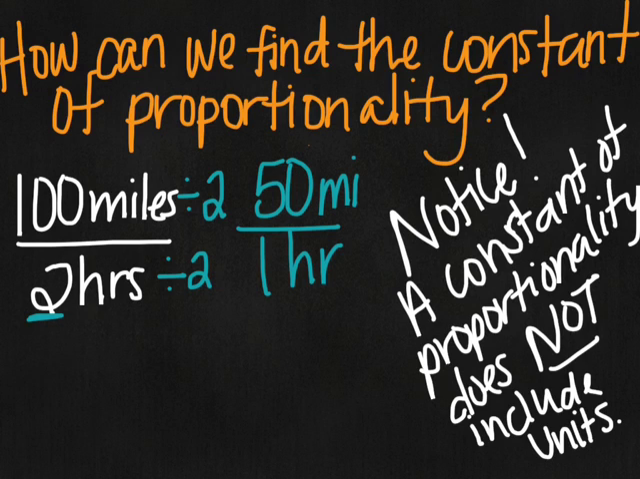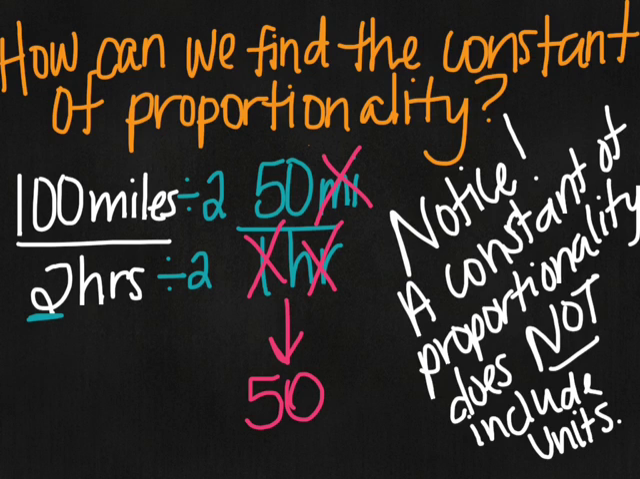And I know that for the constant of proportionality, it's just asking me what is the unit rate, but it's not asking for the fraction and it's not asking for the unit. So if I want to do this in an easy way, I could just cross off my units and I could get rid of this fraction. And I just end up with 50. So the constant of proportionality is 50.